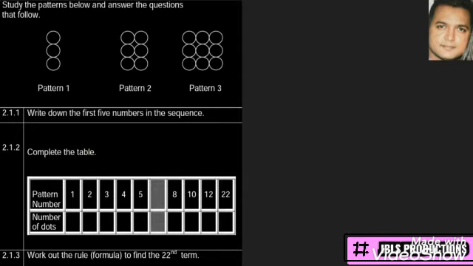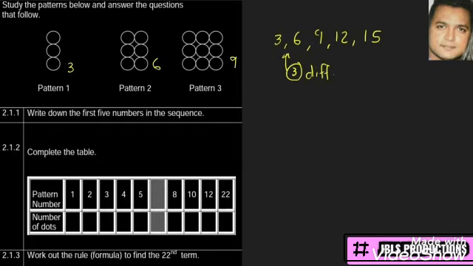Study the patterns below and answer the questions that follow. If you look at pattern 1, we have 3, pattern 2 as 6, and pattern 3 as 9. Now it says write down the first 5 numbers. The first 5 numbers will be 3, 6, 9, we're adding 3 each time, 12 and 15. We notice that there is a difference of 3. This is known as our common difference.